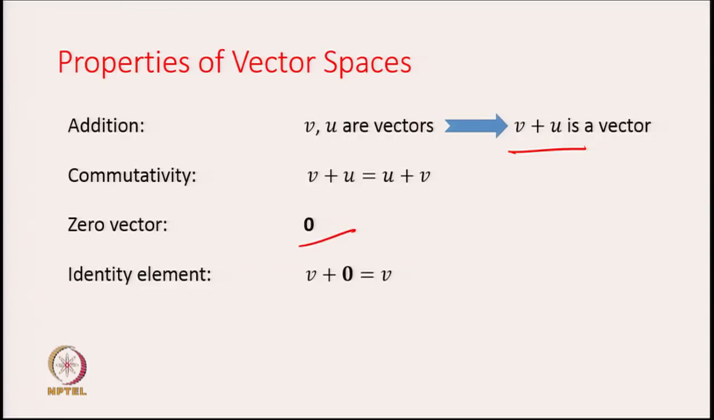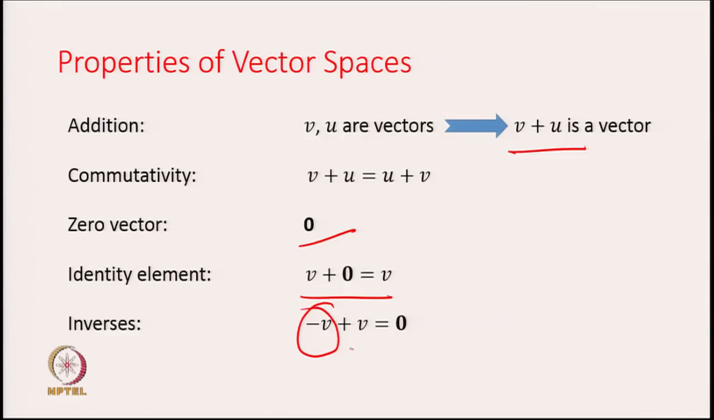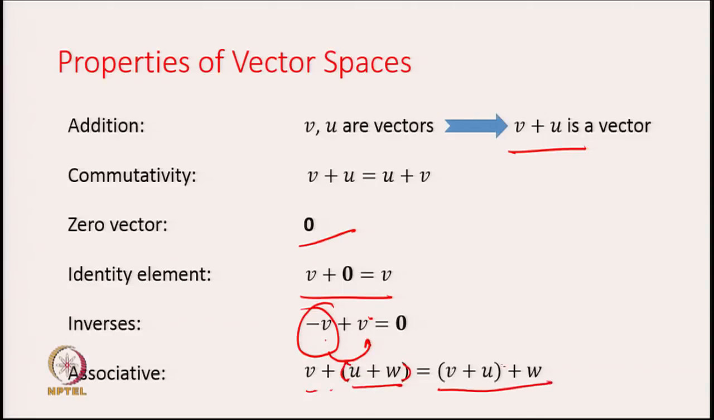So, a 0 vector exists; addition of a vector with a 0 vector should give you the same vector. Then an inverse of a vector also exists. That means you can have an inverse vector which, when added to the original vector, gives you a 0 vector. So, the inverse of a vector must also exist. Then vector addition is also associative. You add v plus u plus w with this bracket involved, and this would be the same as this thing. So, vector addition is associative. All these properties corresponding to vector addition must be satisfied.